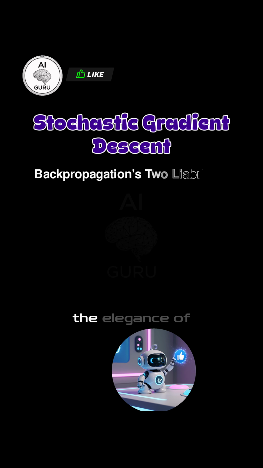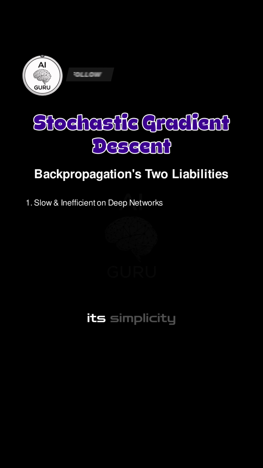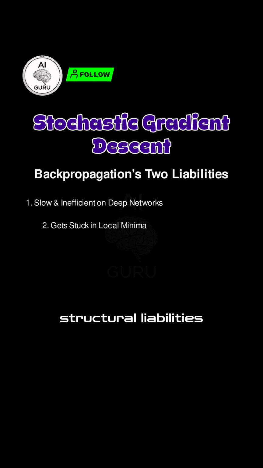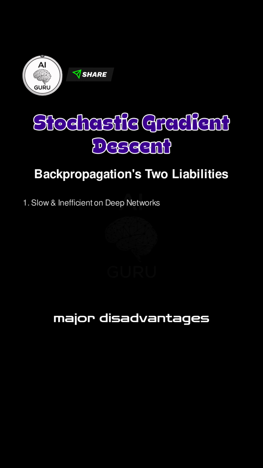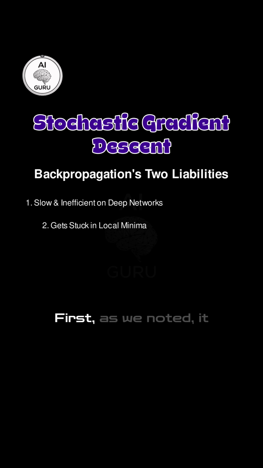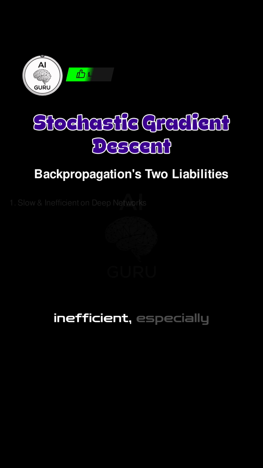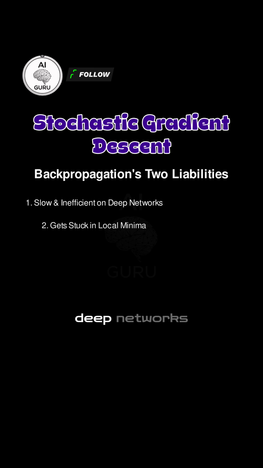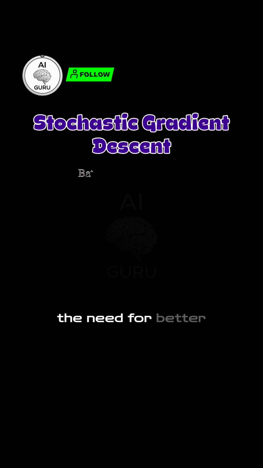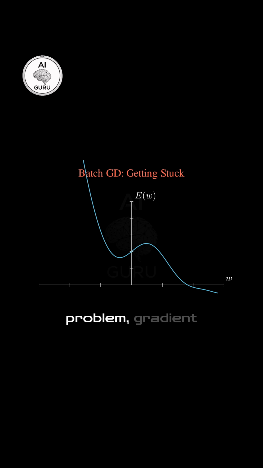So we've established the elegance of backpropagation, but its simplicity comes with two structural liabilities. What are the two major disadvantages we're constantly fighting against? First, as we noted, it can be slow and inefficient, especially on large, deep networks. This is what drives the need for better optimization algorithms. And second, and this is the classic problem, gradient descent can easily get stuck in local minima.